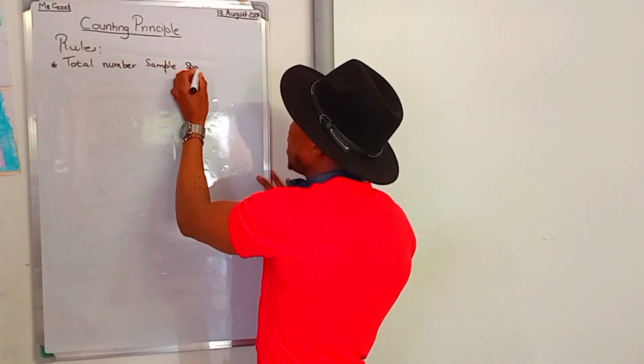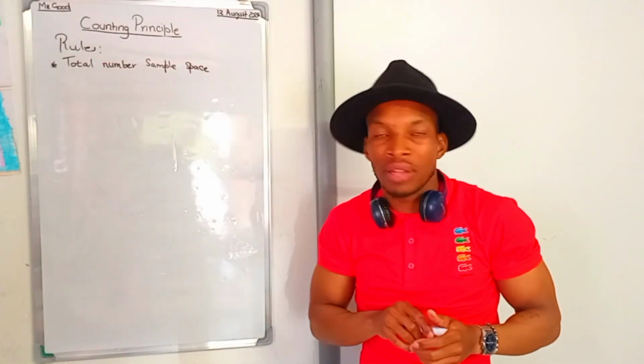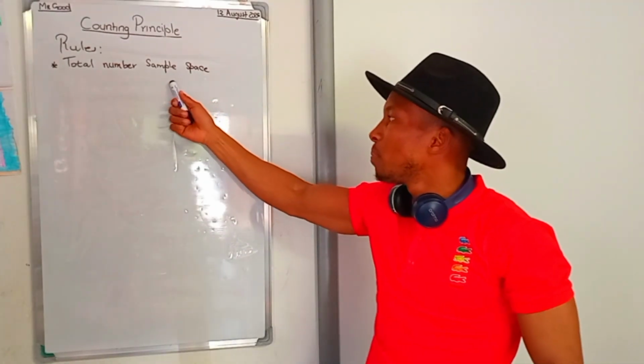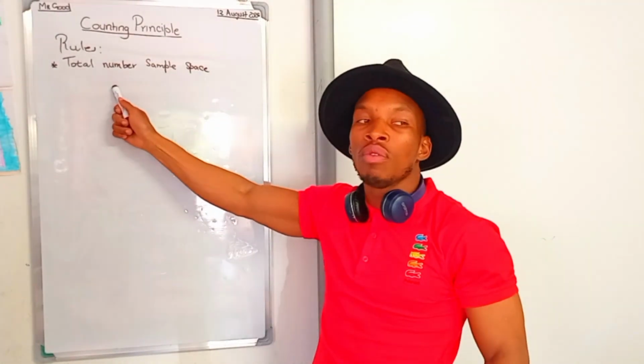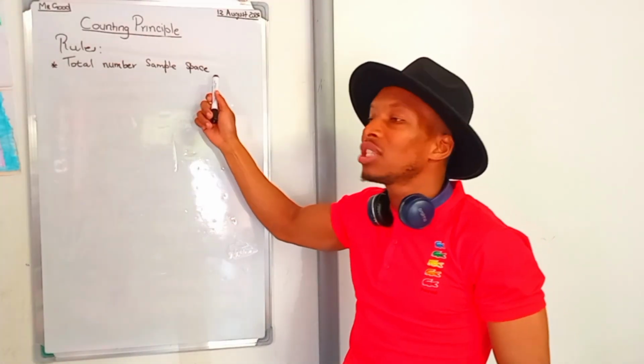All right, that is the first point that I normally look at when I'm talking about the counting principle. The first thing that you need to find is the total number of sample space. What is the total number of sample space?